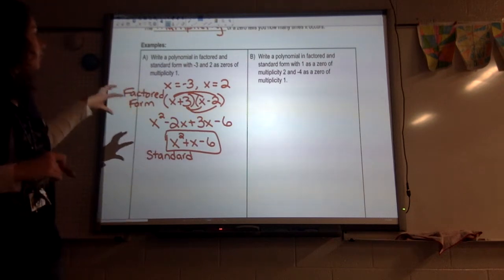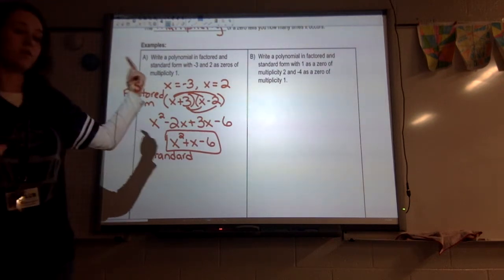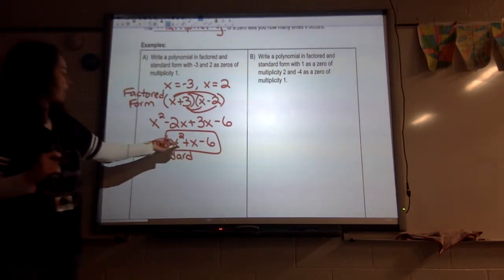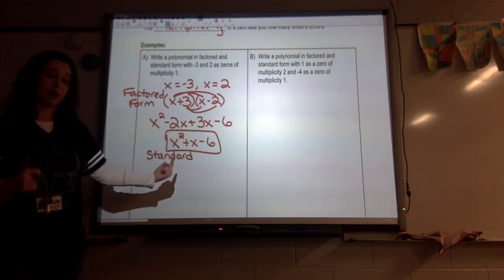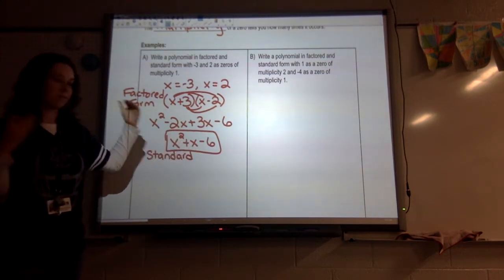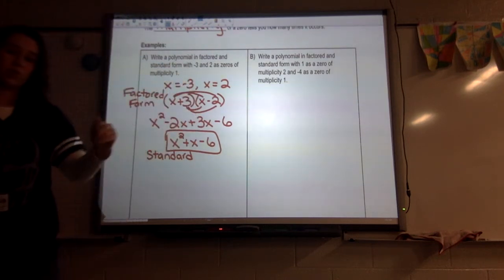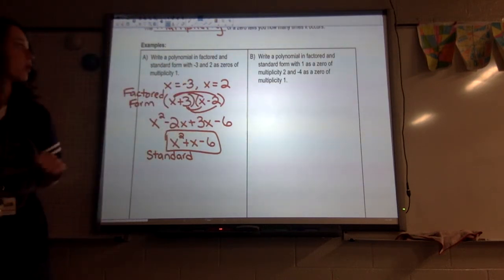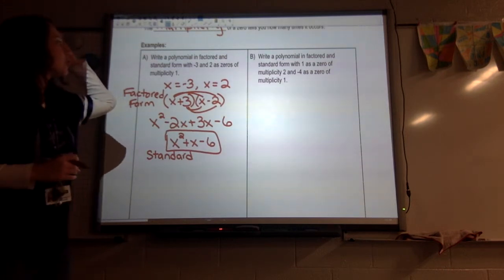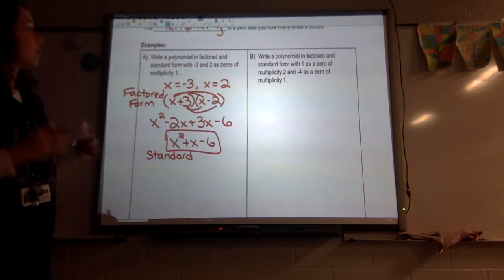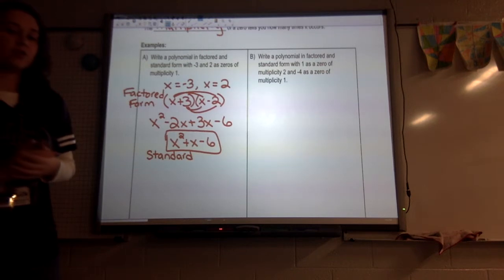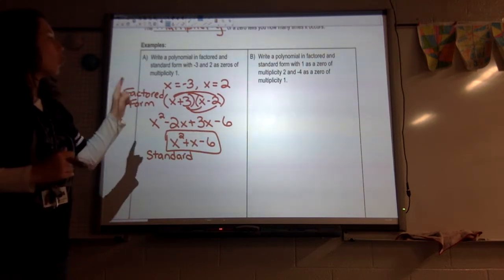I got the polynomial that has the zeros of negative 3 and 2. And if you were to work backwards, if you were to go through the process of factoring this, you would find out that if I factor and solve, I get negative 3 and 2. It can go forwards or it can go backwards. Okay? Let's say I look at part B. It says write a polynomial in factored and standard form with 1 as a zero.